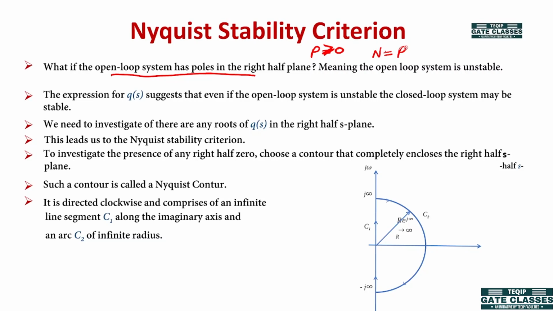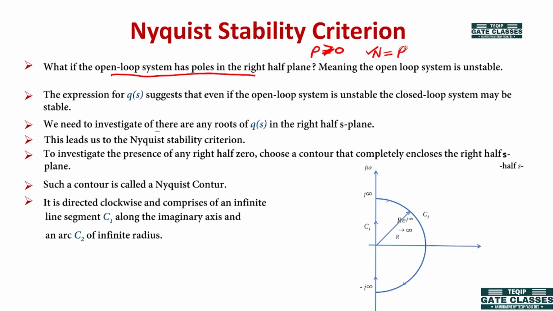That means the net encirclements of the Nyquist plot of the point -1 + j0 must be equal to the number of poles of the open loop transfer function that are lying in the right half of the S plane. Okay, so even if the open loop system is unstable, there may be the case that your closed loop system is stable. So we need to check it. We can check it by using the Nyquist stability criteria.